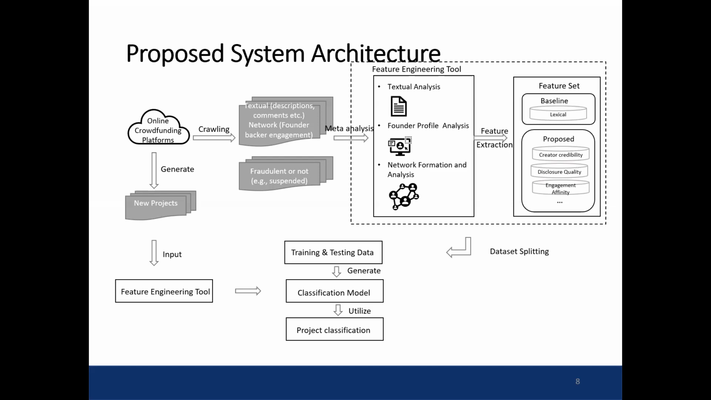After the feature extraction, we can use the training data to train our model and use the testing data to evaluate the model. After our model is evaluated, we can use it as a model setup. Whenever there are new projects generated from online crowdfunding platforms, we can use our feature engineering tool to extract the related features, input those features to the trained classification model, and let the model automatically classify whether the campaign is fraud or not.